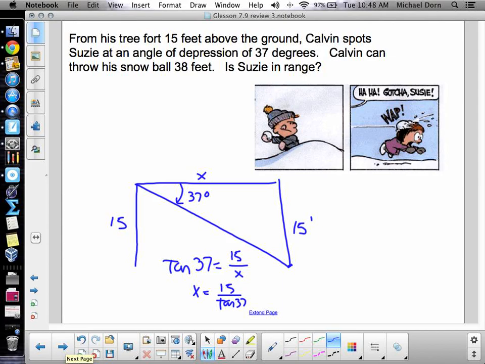Oh yeah, she's only 20 feet away, well within range. Susie's getting a snowball to the backside of the head. Very sad. Okay. The rest of the comic strip, I think, is actually Susie beating the pulp out of Calvin, just so you know.